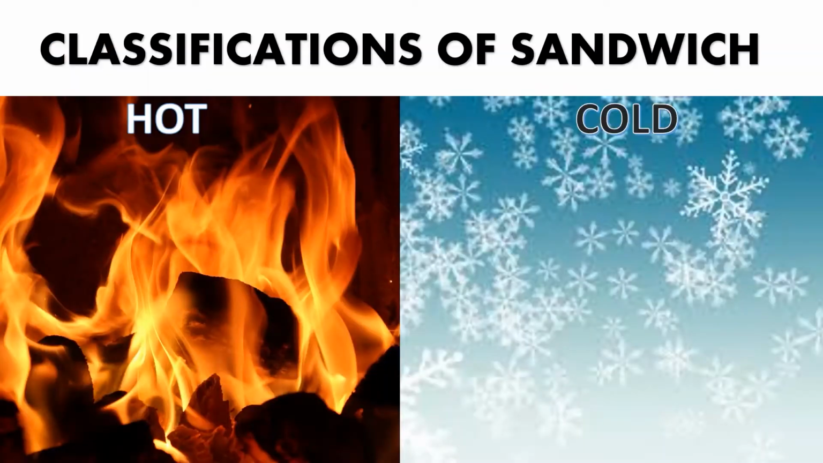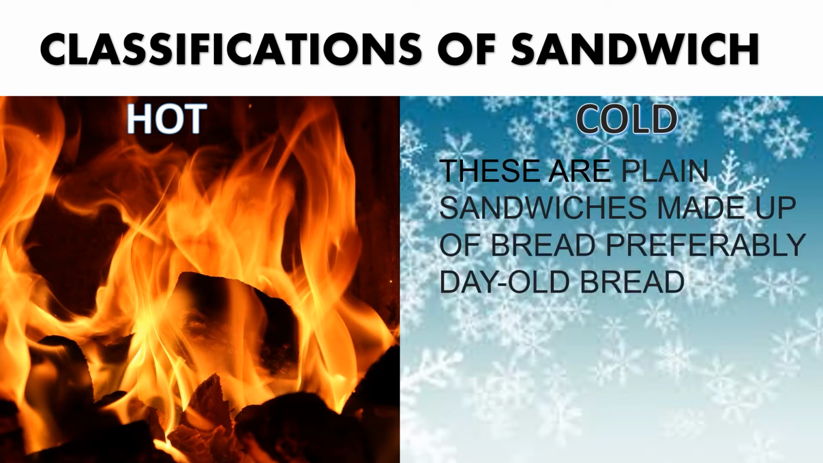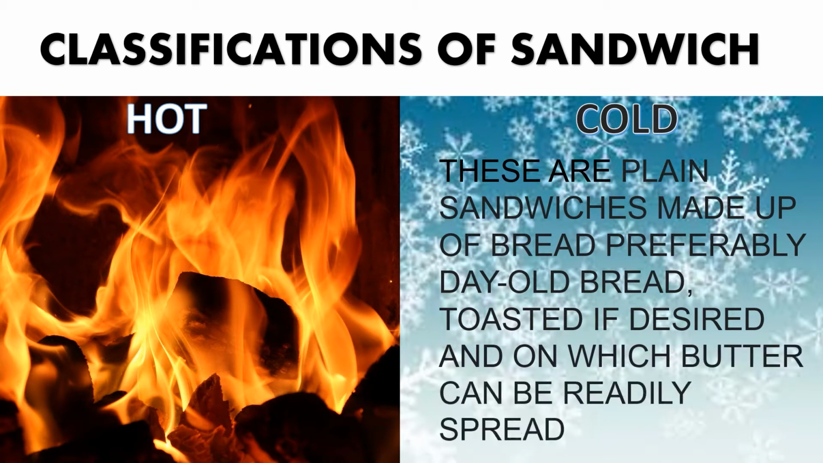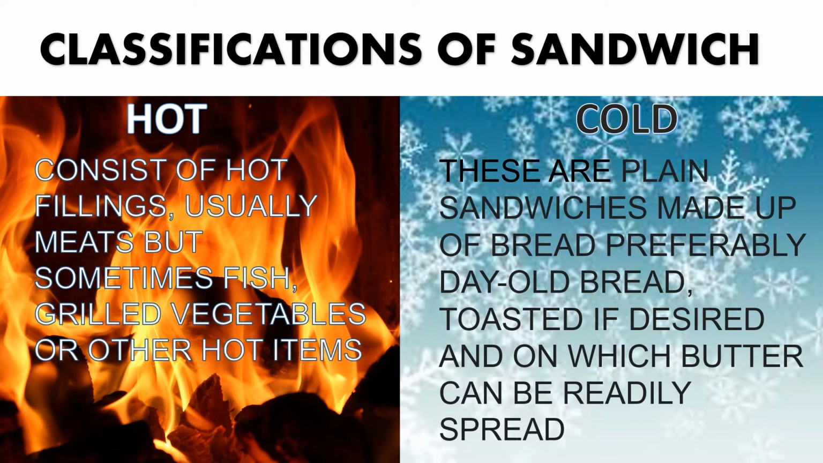When we say cold sandwiches, these are plain sandwiches made up of bread, preferably day-old bread, toasted if desired, and on which butter can be readily spread. While the hot sandwiches consist of hot fillings, usually meats, but sometimes fish, grilled vegetables, or other hot items, between two slices of bread.